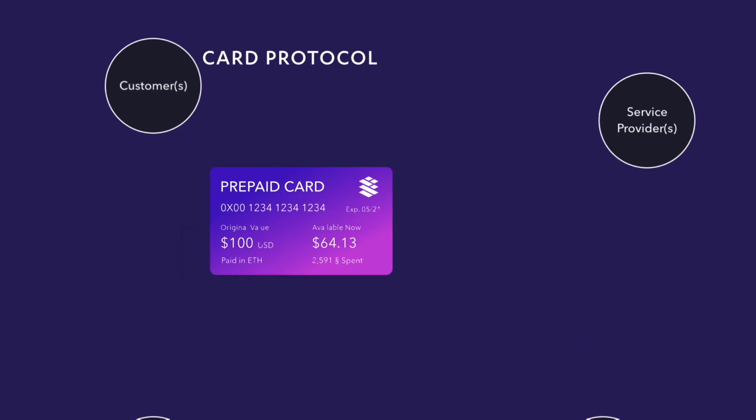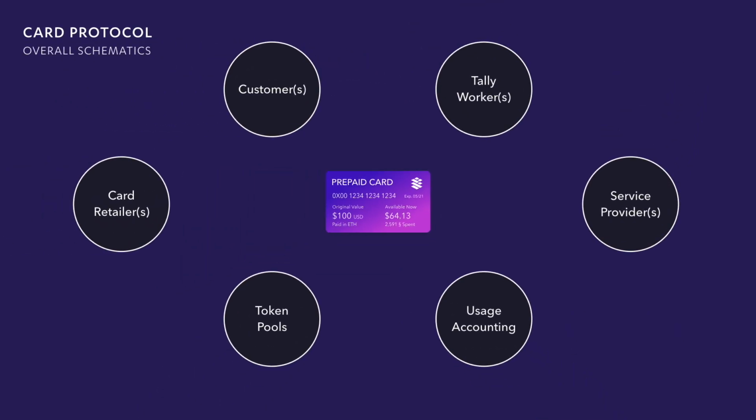So the acceptance network is what we're trying to build, using this prepaid card as the first type of card you can issue in this network. So let's go a little deeper on what the overall schematic of our system is. We were looking at the customer just now, and we're looking at the service provider. What we added on is 4 other concepts.